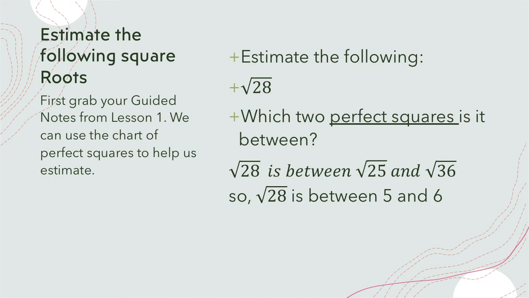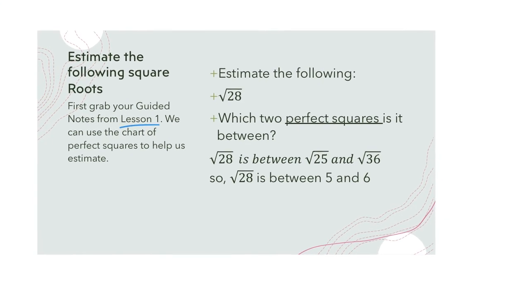So, estimating the following square roots. You could have out your guided notes from Lesson 1 and have out that list of all those perfect squares, right? 1 squared, 2 squared, 3 squared. What are all of those? So we're going to try to estimate the following square root of 28, okay? So we want to find the square root of it. We're not taking 28 squared, we're trying to find the root, okay? The root is that smaller number that makes it up, okay? So what times itself gives us 28? Well, it's not a perfect number, right?